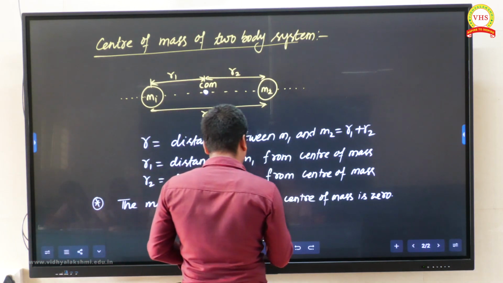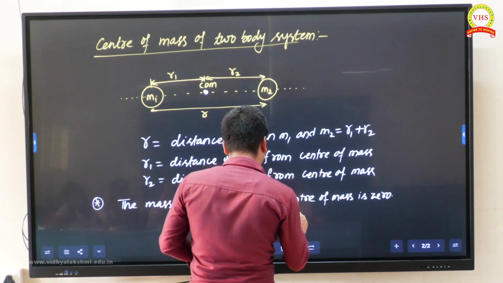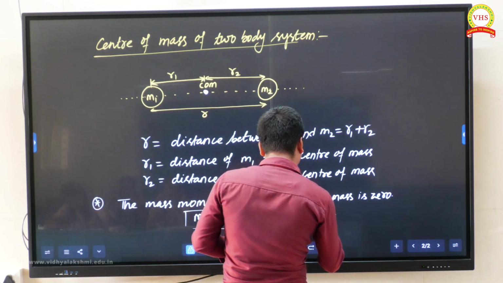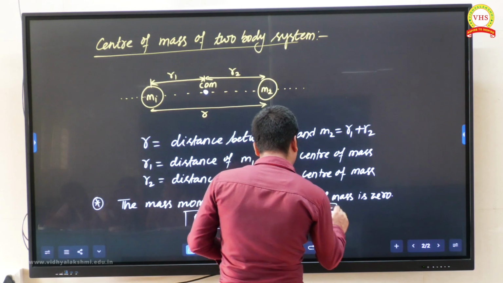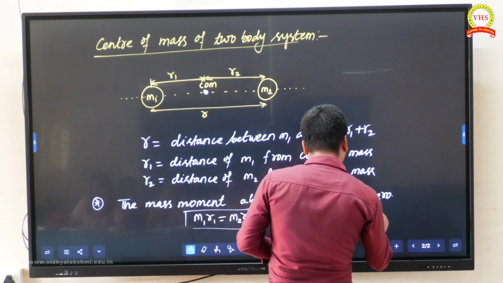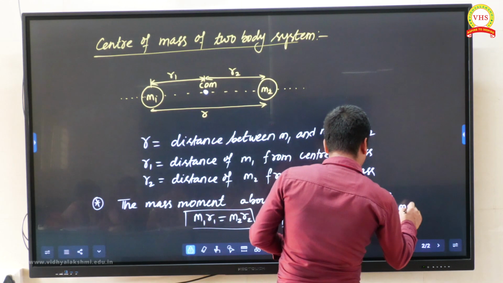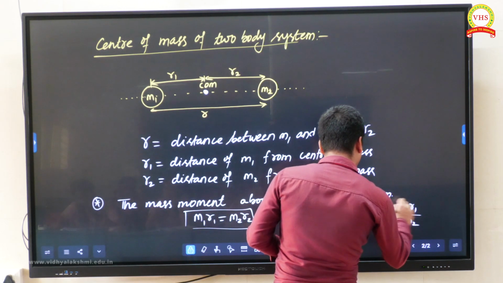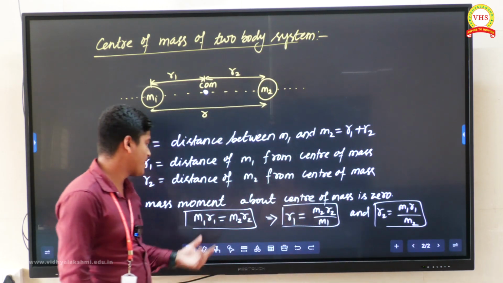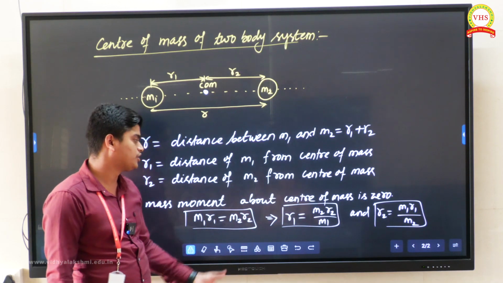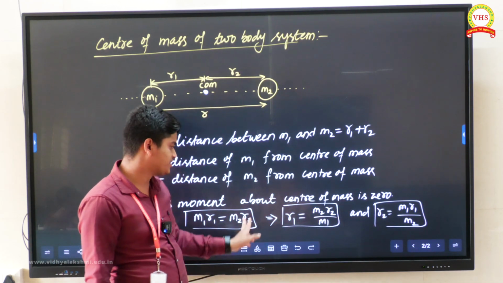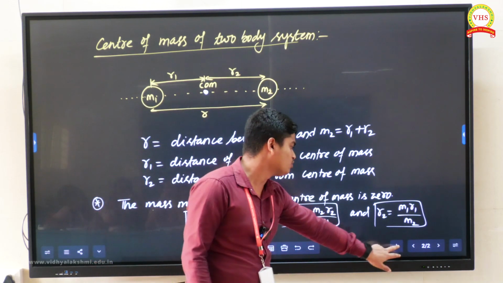From here, what can I tell? R1 equals M2 R2 by M1, and R2 equals M1 R1 by M2. So like this I got M1 R1 equal to M2 R2. Here I got R1, here I got R2. Clear from this expression.